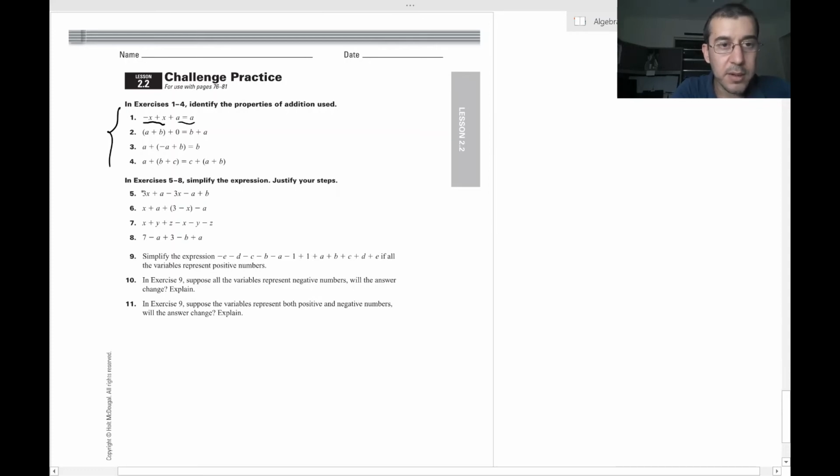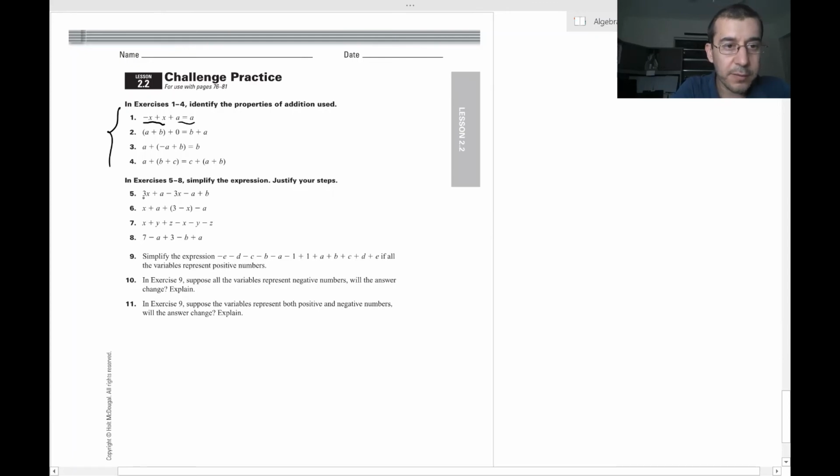That's 0. That's the inverse property. And then we have a plus, in parentheses, minus a plus b equals b. So we can say that's also the associative property. Number 4, we have a plus, in parentheses, b plus c equals c plus a plus b. That's the associative property. This also can be represented as a plus b plus c equals b plus c plus a as the commutative property.